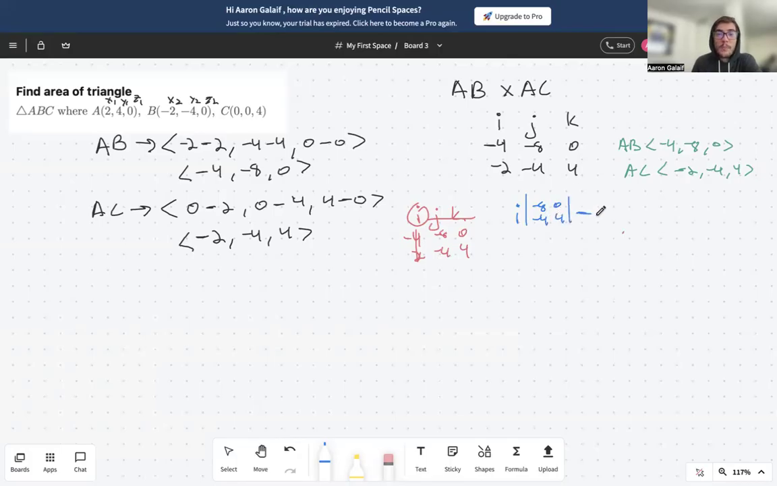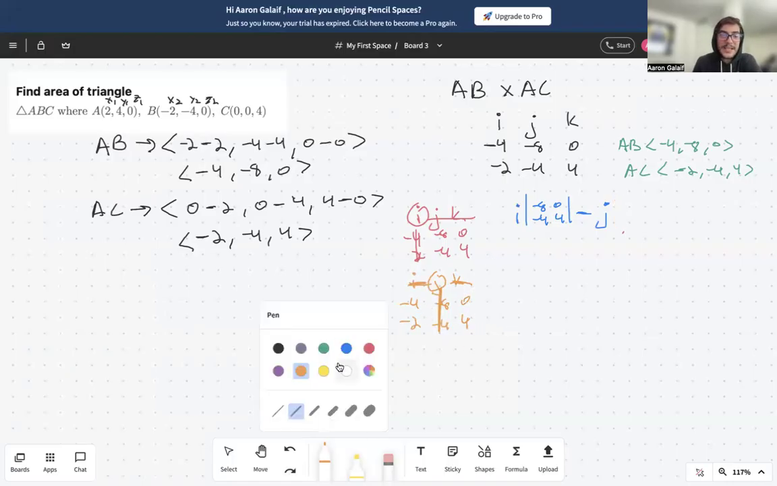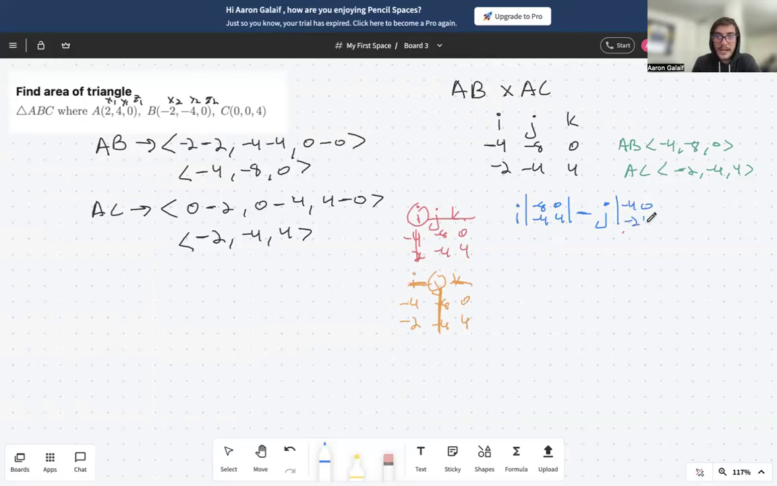We're always going to go minus on that second option, minus j. For j, we come back down here, and I'll rewrite it so it makes a little more sense: i, j, k, -4, -2, -8, -4, 0, 4. We're using j this time, so I can't use the row and column that j is in. What is left, you see, is -4, -2, 0, 4, and I just keep it exactly the way it looks. So -4 is my first one, 0 is the second in the first row, and the bottom row is going to be -2, 4.